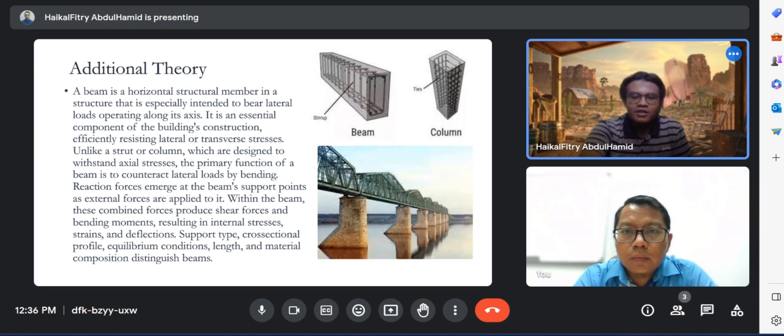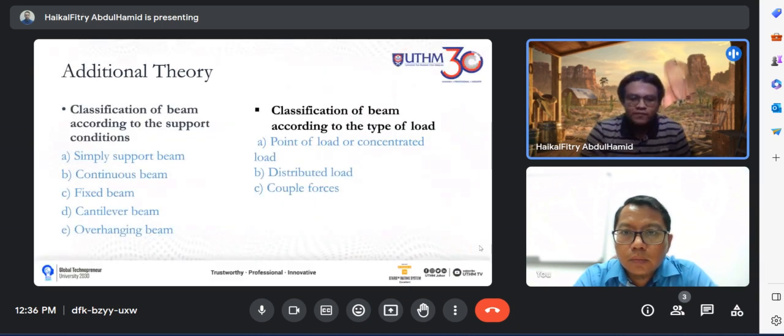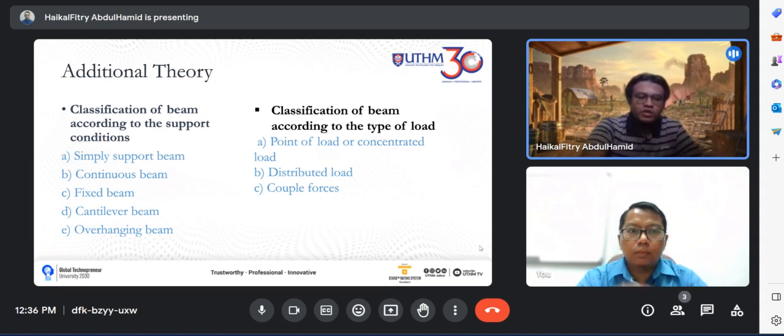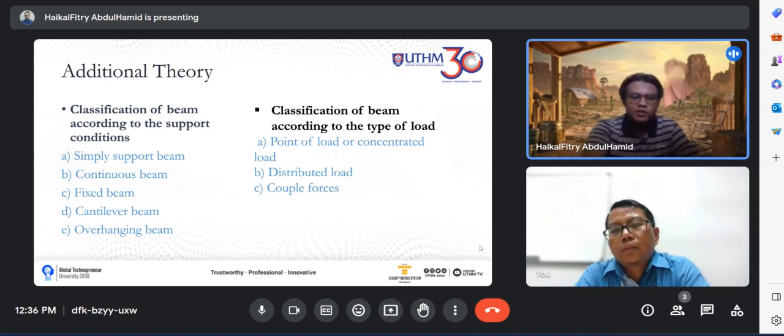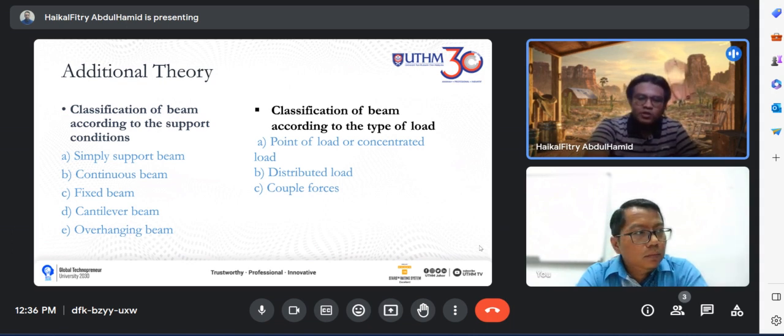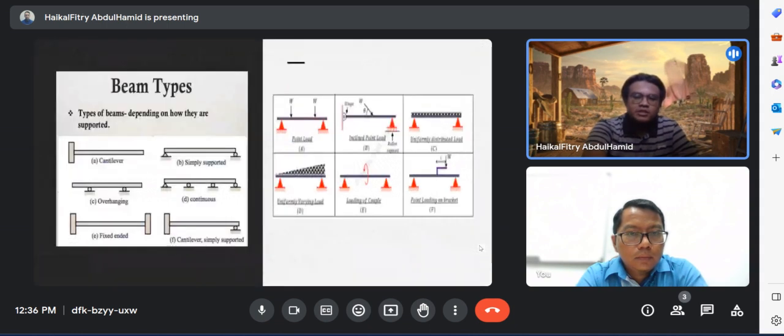Alright, next. There are two classifications of beam according to the support condition and type of load. The first, according to the support condition, has 5: simply supported beam, continuous beam, fixed beam, cantilever beam, and overhanging beam. For the classification of beam according to the type of load, there is point load, concentrated load, distributed load, and couple of force. This is the picture of beam types. Like I said before, the cantilever, simply supported beam, and overhanging like that.